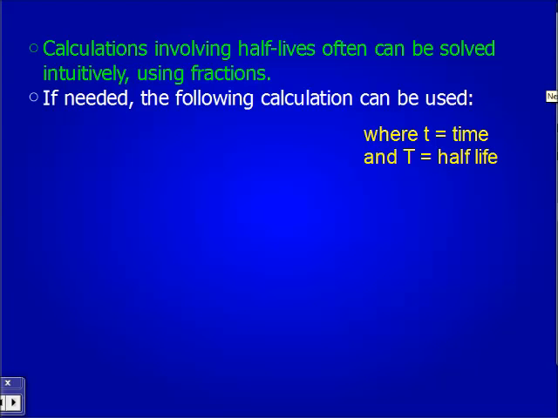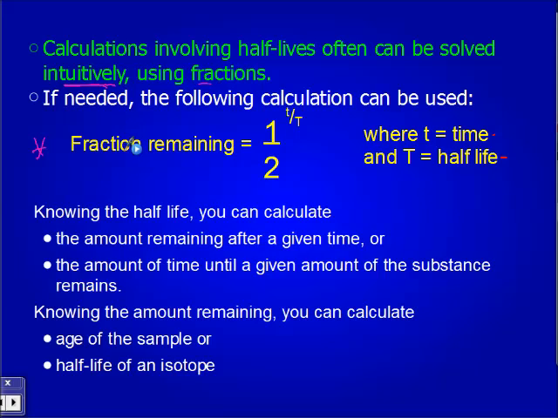Now, calculations involving half-lives are often solved intuitively using fractions, thinking about how much remains. And most of the ones in this book are simple enough you can solve them just by thinking about fractions. Now, there is a calculation available. The fraction remaining equals 1/2 to the t over T, the time that has passed over the half-life of the substance. We're not going to use this as much. Most of what we're going to do is just the intuitive approach. I'm going to look at the fractions and figure out how much remains.